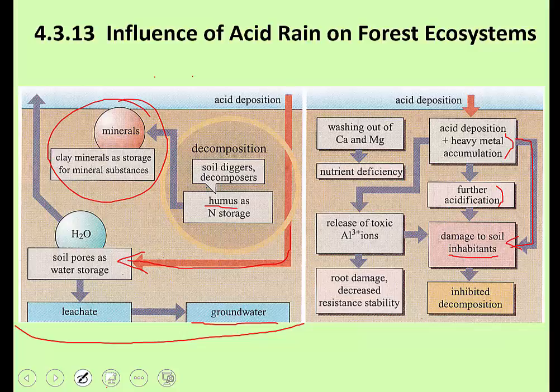You can see also the washing out of calcium and magnesium leads to nutrient deficiency, so we make those more soluble. They wash out into the leachate, into the groundwater. They're not available for things that take calcium and magnesium from the soil. Heavy metal accumulation then allows eventually a release of aluminum, which remember is toxic to plant life. So we end up getting stunted growth there, we get root damage, we get decreased resistance, we get less stability there, we inhibit the decomposition of the soil. So it has just this cascade effect throughout the whole system.